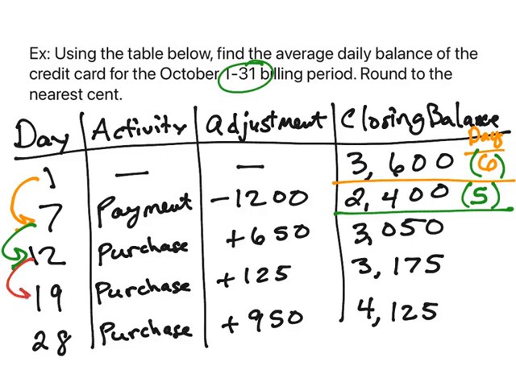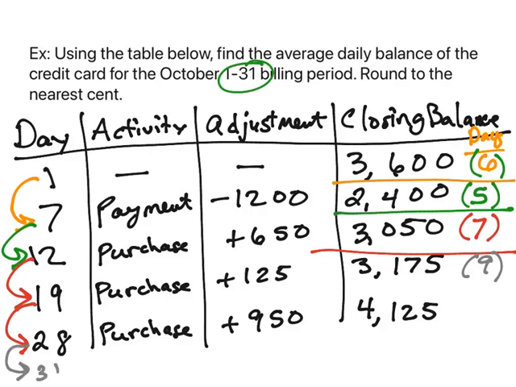Then the next one, 12 to 19. So that's 7 days at this third rate. 19 to 28 is 9. And then you're thinking, well, now what? Well, from the 28th through the 31st. That's the 28th, the 29th, the 30th, and the 31st. That's 4 days.